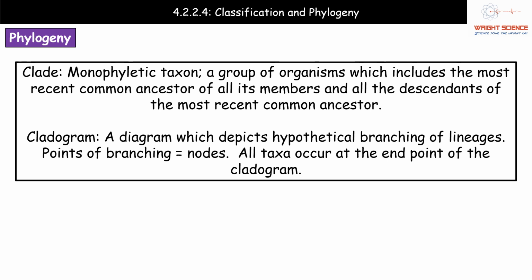The cladogram is the diagram which is going to depict this, in theory, branching of all of those different lineages. And wherever we get that branching, that exact point that those two lines come away from each other, that's referred to as a node. And what we find is at the end of each of those points on our cladogram, then we have all of our taxa.